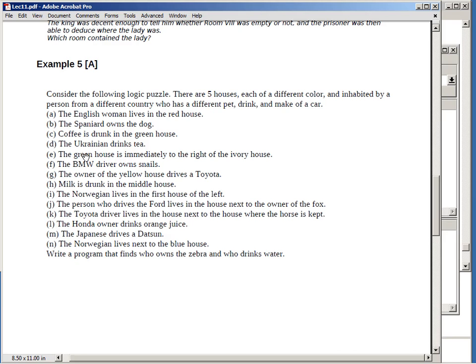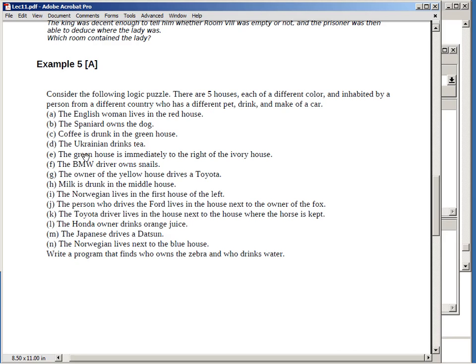So we have 5 people. Each of them owns a pet, a car, lives in a house of a certain color, and drinks a certain drink. And all are different across the board. Nobody drinks the same drink. Nobody has the same kind of pet. Nobody lives in the same house.